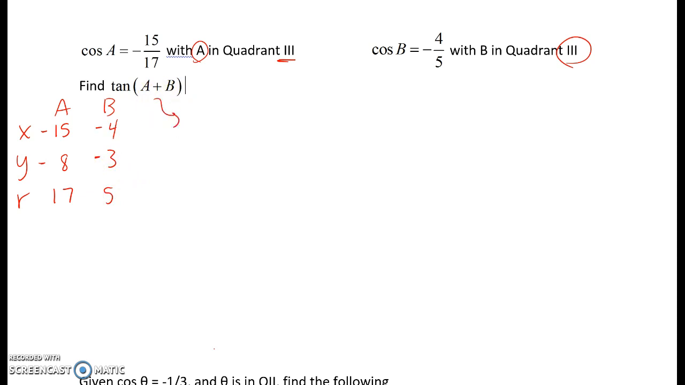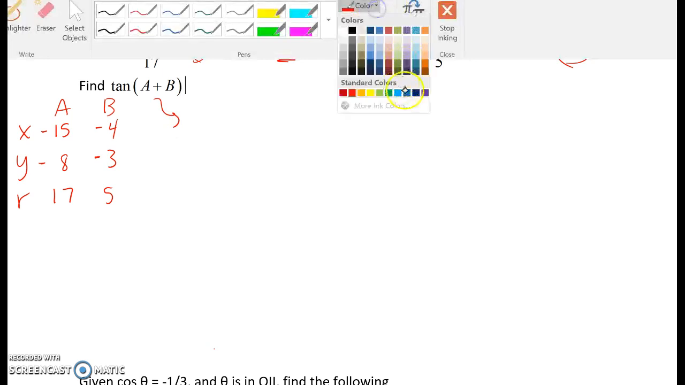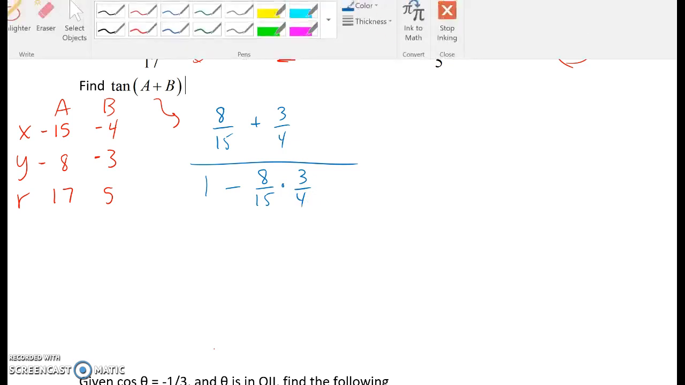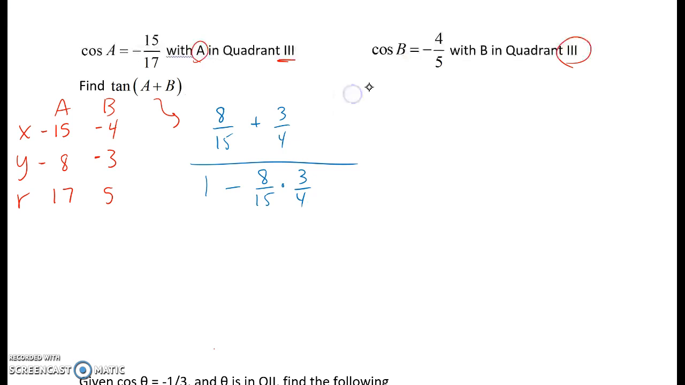All right, now when we go ahead and plug in this formula, we are going to have tan A plus tan B. So we'll have 8 over 15 plus 3 over 4, and then we will divide this by 1 minus tan A tan B. So 1 minus 8 over 15 times 3 over 4. And then from here, we are going to go ahead and simplify. Now to simplify this, we need to multiply everything by the LCD. And for this problem, your LCD is 60.